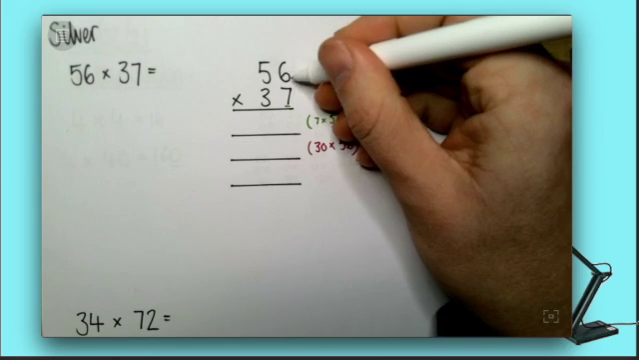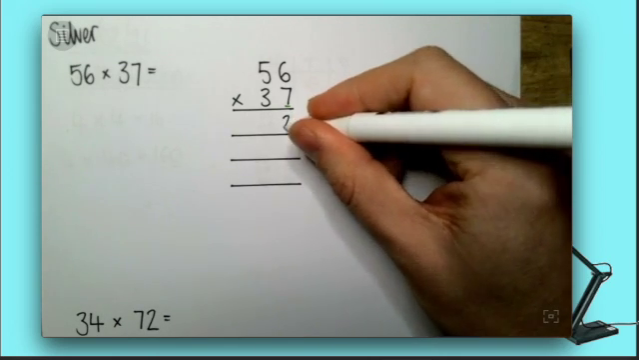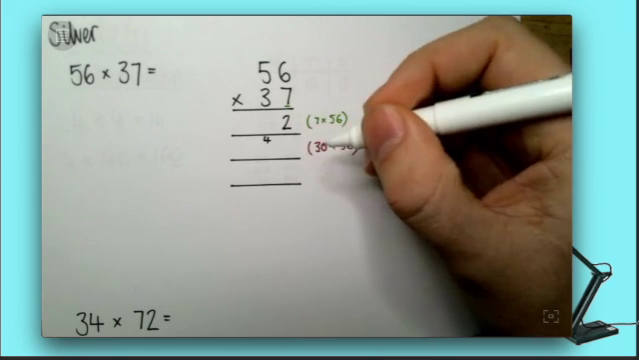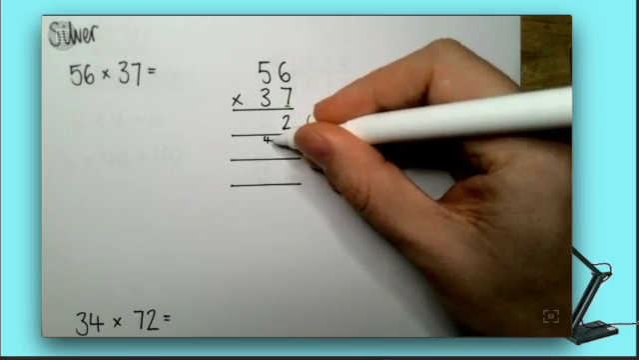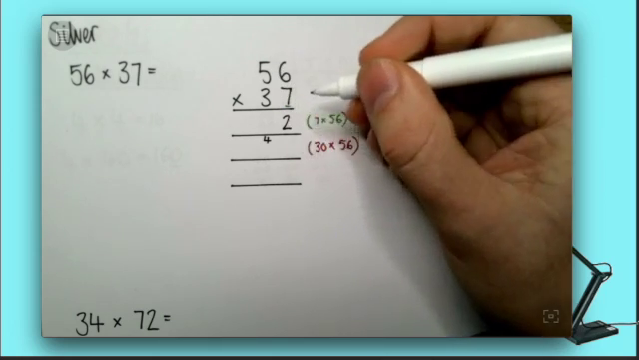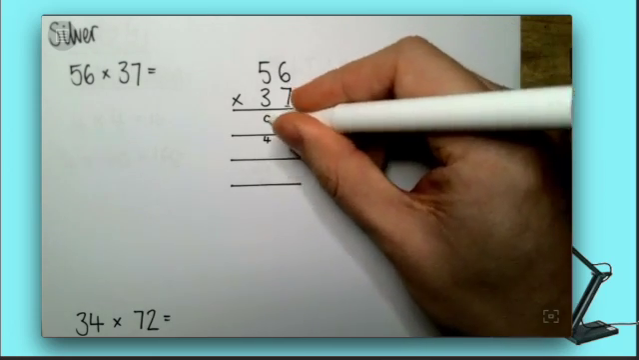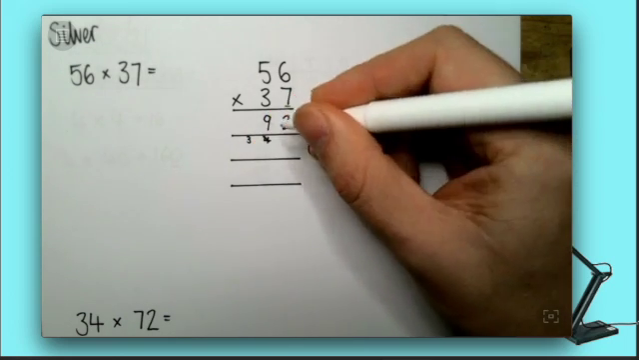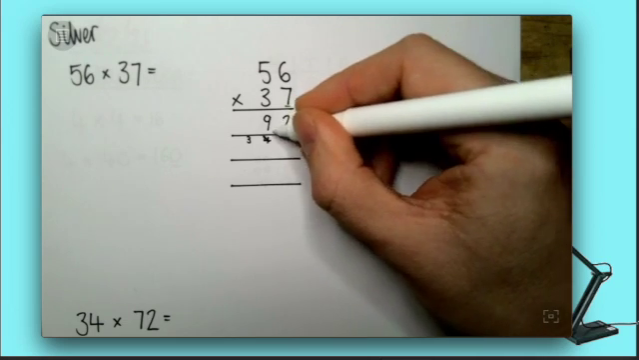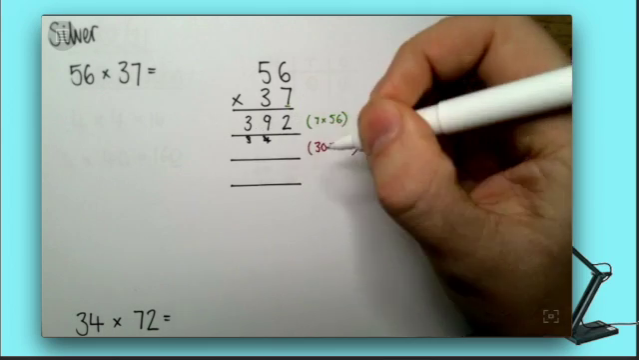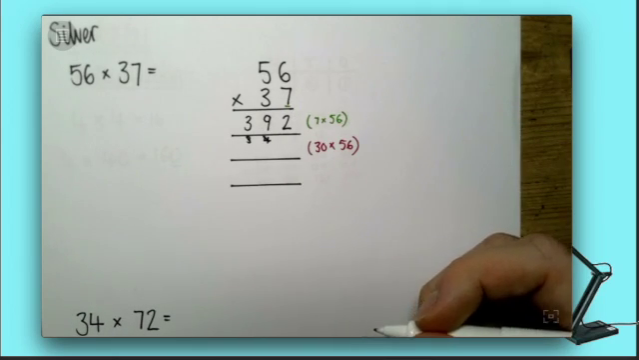So 7 times 6 is 42. I put a little 4 in my tens. Really important, it's little. Now I do 7 times 5. 7 times 5 is 35, and 4 is 39. Cross that little 4 out. 35, add the 4 is 39. Nothing left to times, so that 3 comes up into that box. Now that's that line done.